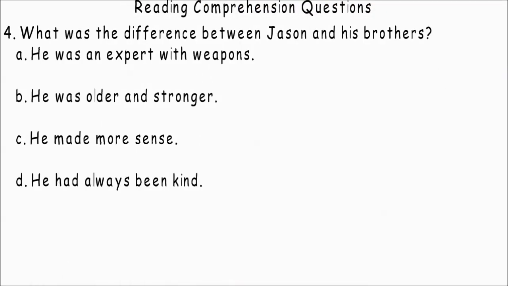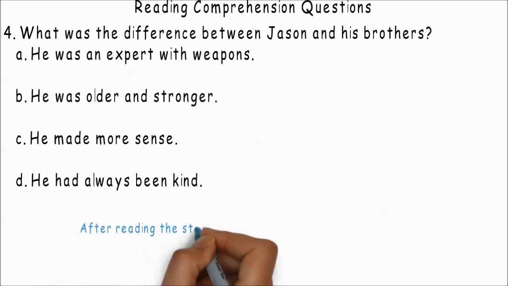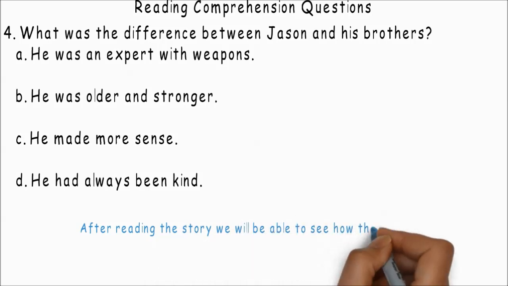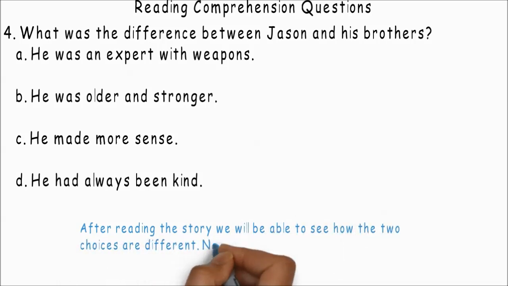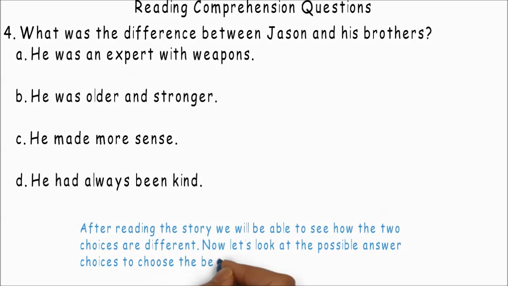Reading comprehension question number 4. What was the difference between Jason and his brothers? A, he was an expert with weapons. B, he was older and stronger. C, he made more sense. Or D, he had always been kind. After reading the story, we will be able to see how the two choices are different. Now let's look at the possible answer choices to choose the best one.